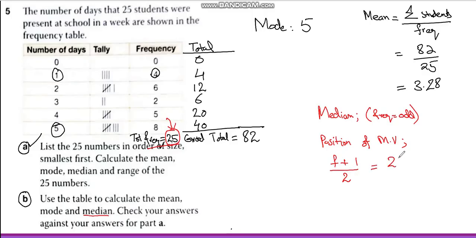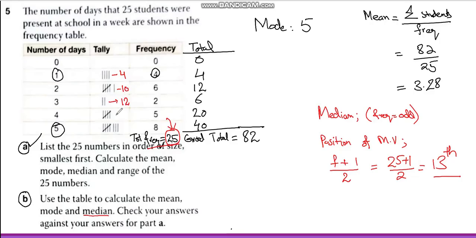So if we add 1 to 25, we get 26. And if we divide by 2, we get 13 over there. It means at 13th position, the middle value exists. So if you see there are 4 numbers over there, then there are 6 more. So we get 10 numbers completed at this position. And then there are 2 more numbers added over there. So 12 numbers are completed till this position.